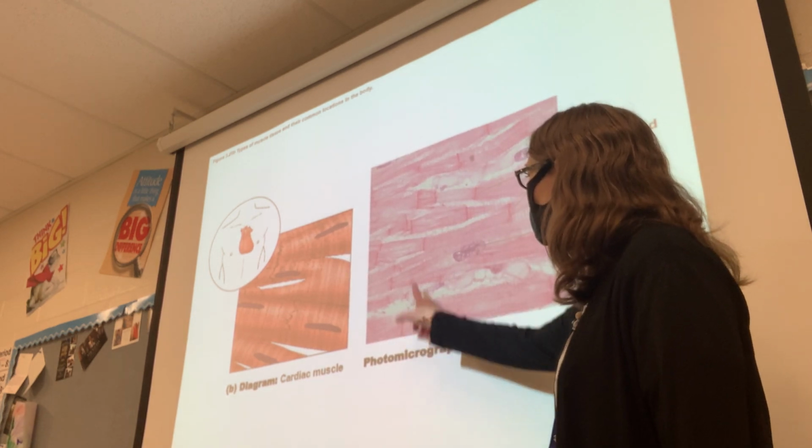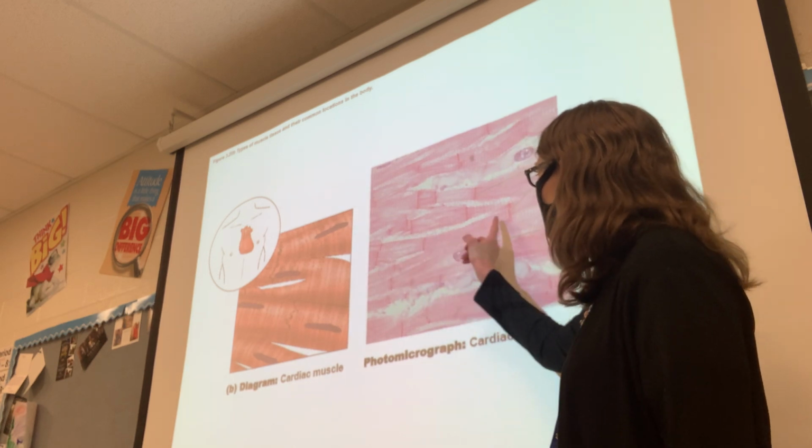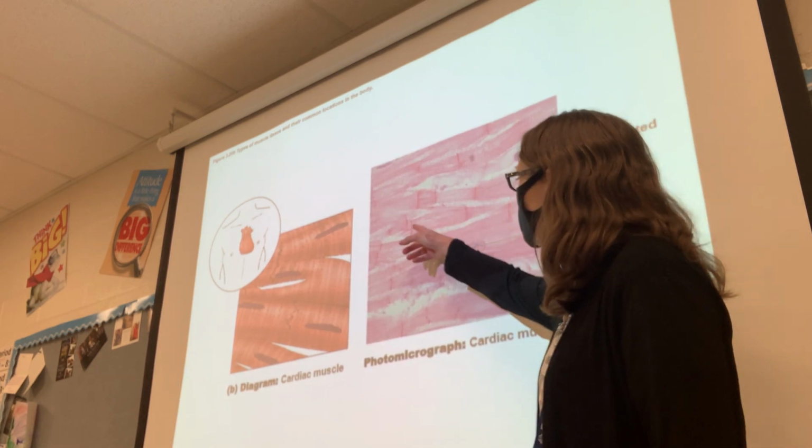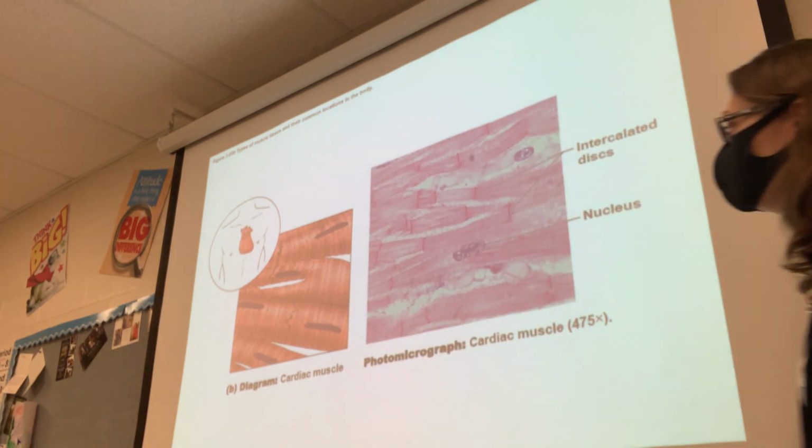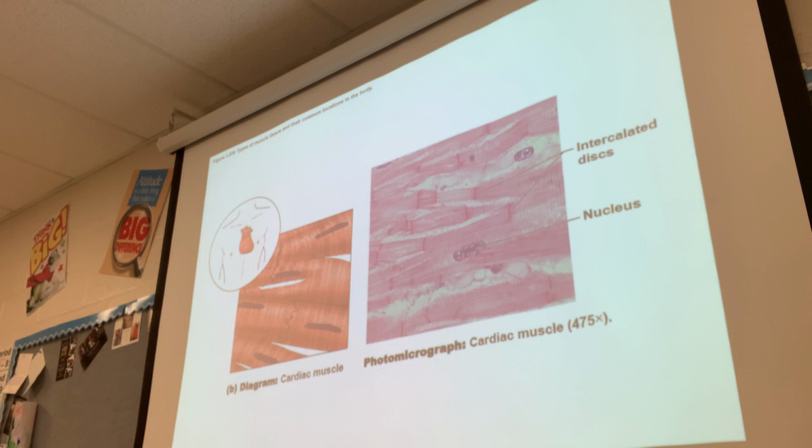The other are these darker lines here, these discs. These are the intercalated discs. These are only found in cardiac. They are not found in skeletal. So if you look for the branching and if you look for the intercalated disc, that will set this apart from the skeletal muscle.